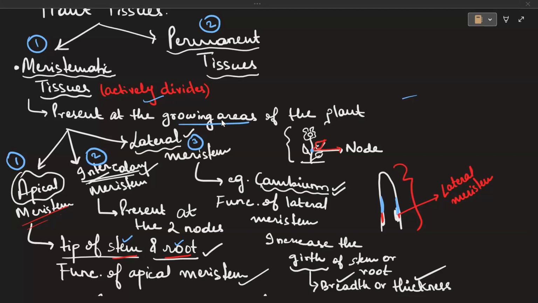Ma'am, what's a cambium? See, cambium is an example. It is a tissue, and it is a lateral meristem only. It is that type of tissue which is present at the lateral, or you can say the side portion of the plant, and it is responsible for increasing the breadth of the plant. So it is the name of the tissue. The type is lateral meristem, and under the lateral meristem, the name of the tissue is cambium. Okay, ma'am.